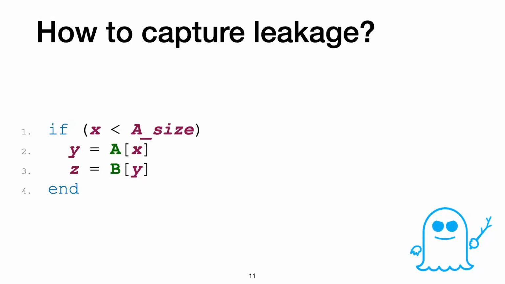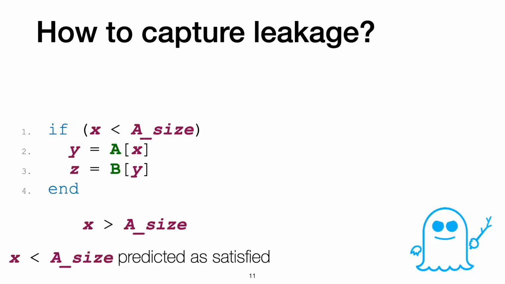So let's look at how this works with an example. This is the Spectre v1 snippet from before. We consider a case where X is out of bounds and the condition is predicted as satisfied. So when executing the program under the speculative semantics, we start from statement number 1.